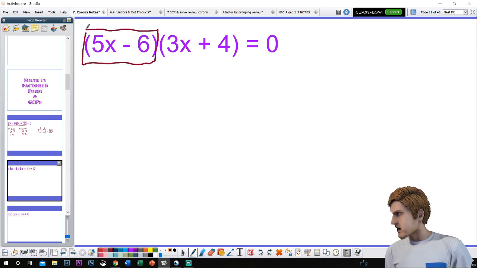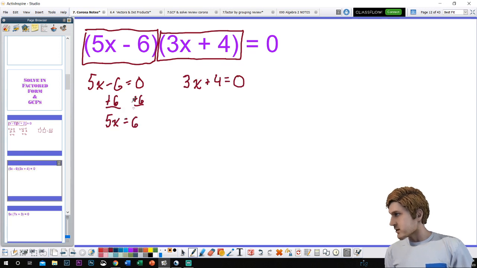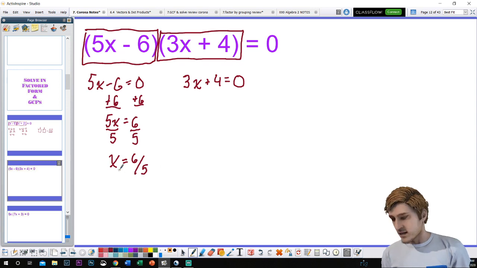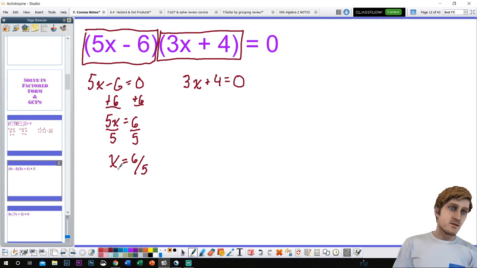Doesn't matter how difficult it looks, we're just going to take each of these things, set them equal to 0. So 5x minus 6 equals 0. I added 6 to both sides. Then we've got the 5 touching the x. We don't want them touching each other because that's just gross. And then I've got 6 over 5. Some people like to put everything in decimal form. That's okay. If you do this in decimal form, this is just going to give us 1.2. So if you got 1.2, that's fantastic.